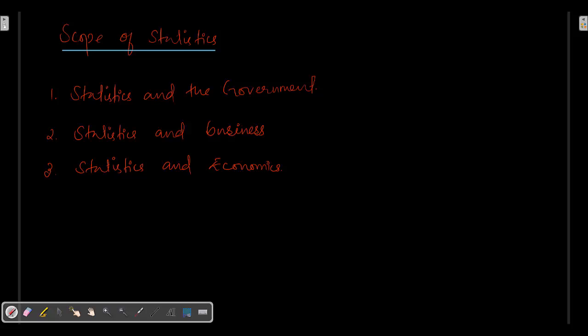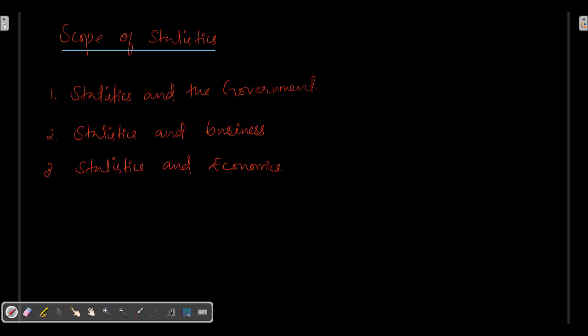So now most of the policies that the government brings out with regard to railways, defense, education, industries, all these things, in order to bring policies, they use statistical data and also statistical methods. Okay, so this is how statistics is used in government.